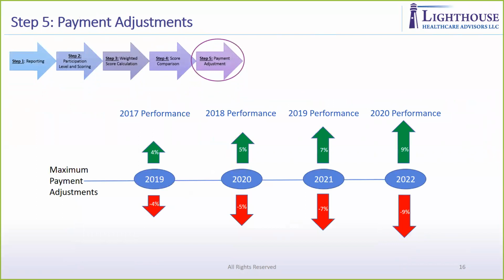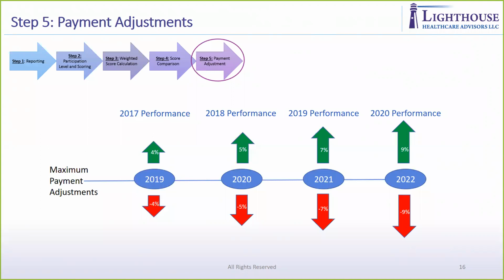So let's break that down a little bit more. The performance year determines your payment adjustment 2 years later. So your 2017 performance will result in a payment adjustment in 2019. 2018 performance will result in a payment adjustment in 2020, and so forth and so on.